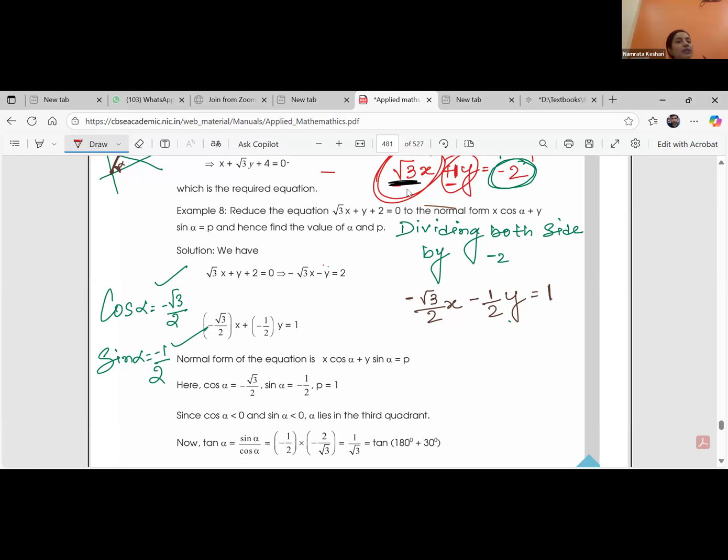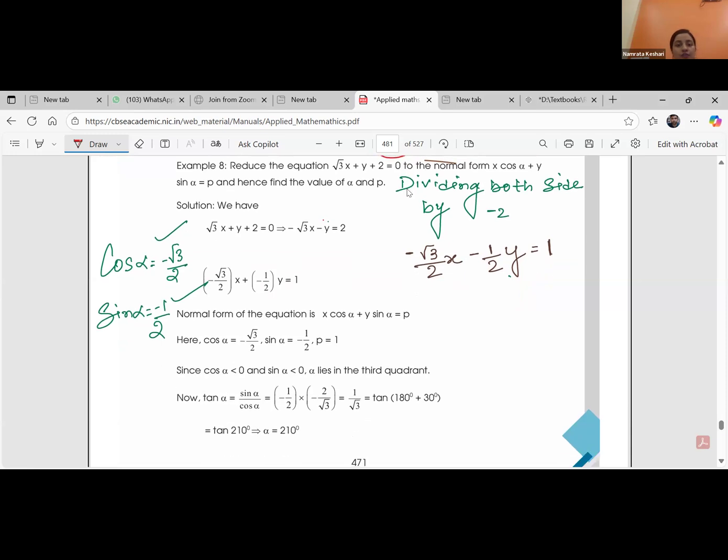We have two possibilities: either 180 plus theta or 270 minus theta. In terms of pi, as we discussed in the trigonometric functions chapter, that is either pi plus theta, or 3 pi by 2 minus theta. Okay, so cos of which angle is root 3 by 2?